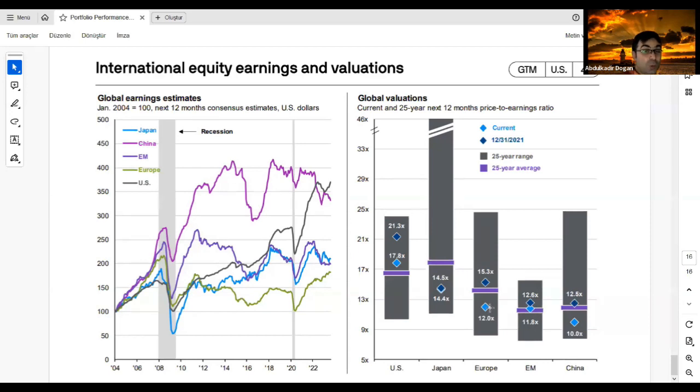But Europe as well. Today, the valuation is just 12 for Europe, but the overall average is around 15, meaning that Europe and Japan are cheaper, while the United States and emerging market are expensive to take a position in the stock exchange today.